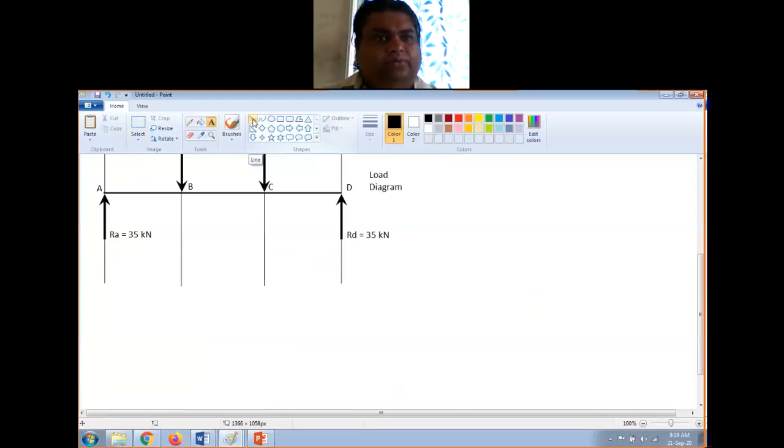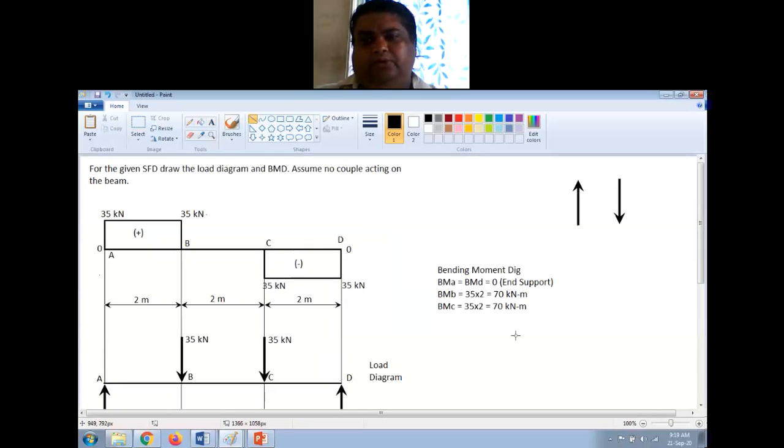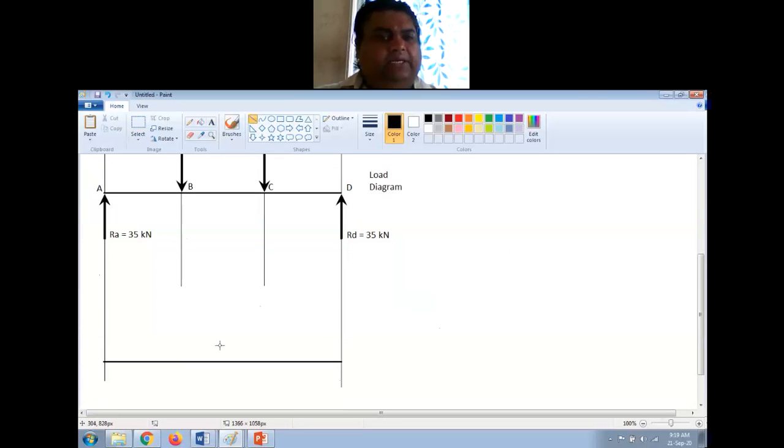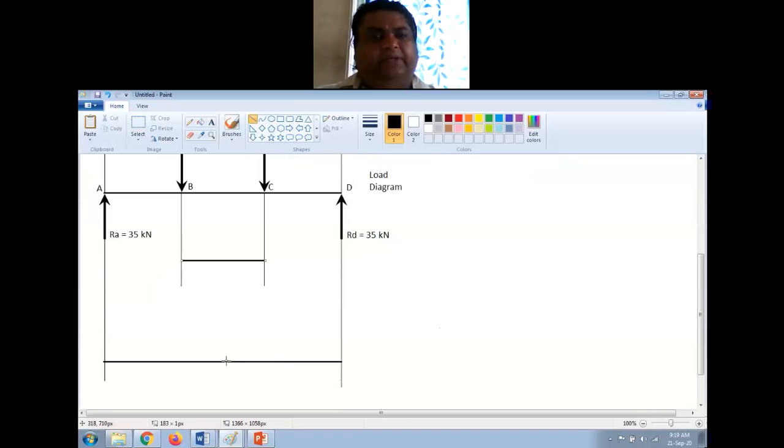So I'll just extend this a bit. That's fine. Now first I will draw a horizontal line. You have to see the values of the bending moment. All are positive values. It is varying between 0 and 70. So I have drawn a horizontal line. Let us say at B it is 70 in some scale. Let us say this is 70 kilonewton meter, and at C also it is 70. So we just have to draw a trapezium shape BMD like this, right?